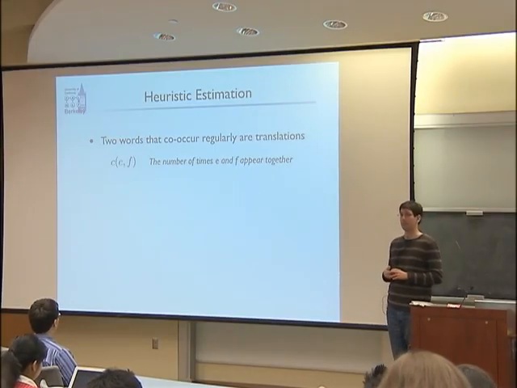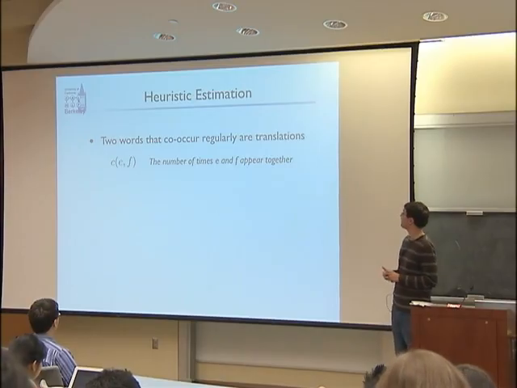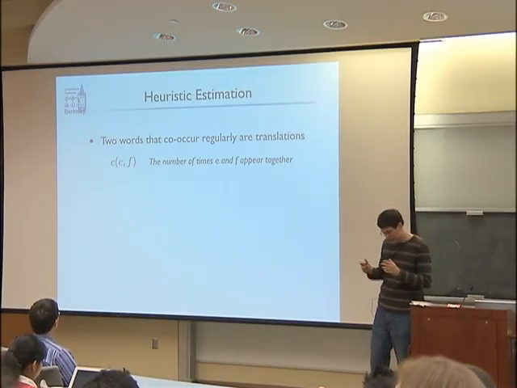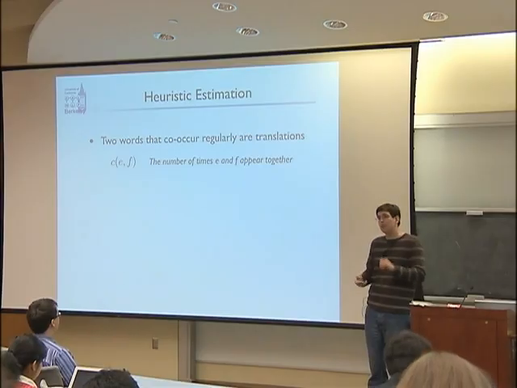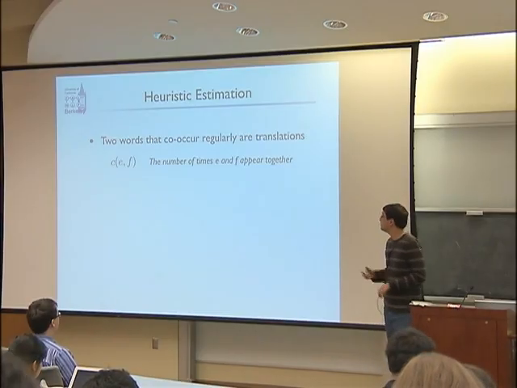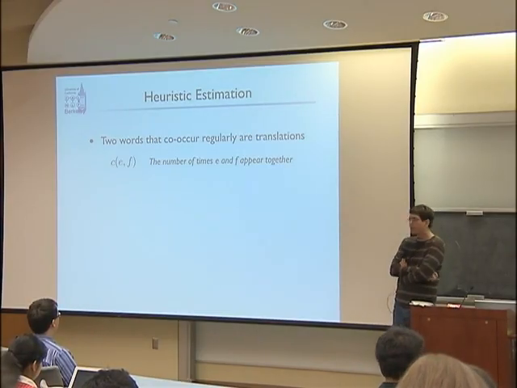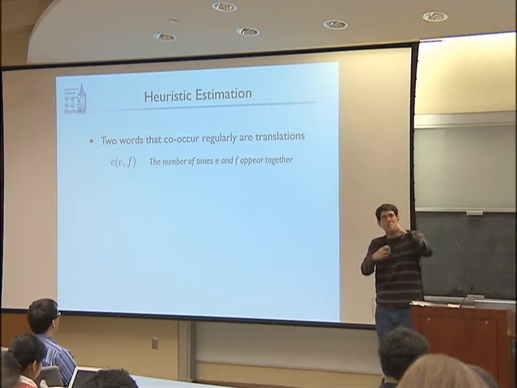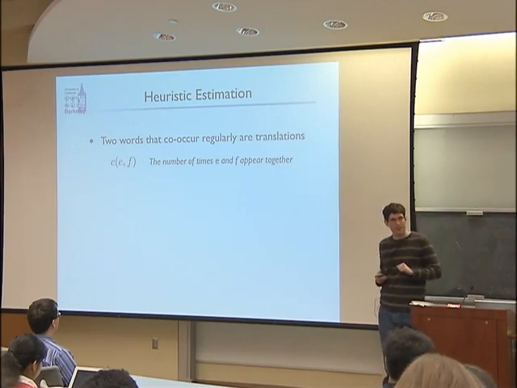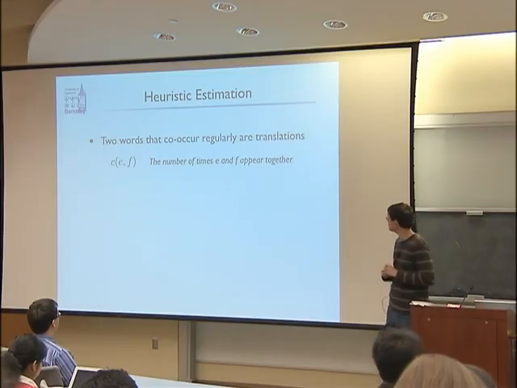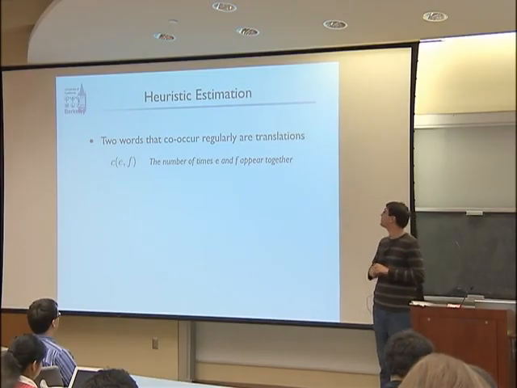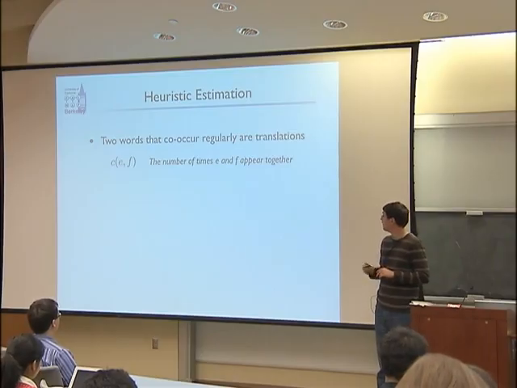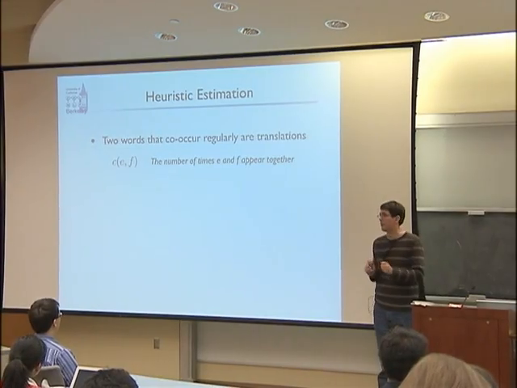So let's try something simple. Heuristic estimation. This says, how do I guess, given a large corpus, what words are aligned to what? Well, I can observe that if two words, an English word and a Spanish word, show up in the same sentence pair many, many times in a row, then probably they should be aligned. So I can go through and count the number of times that E and F appear together in a sentence pair. And then I can say something interesting about what words align to what.